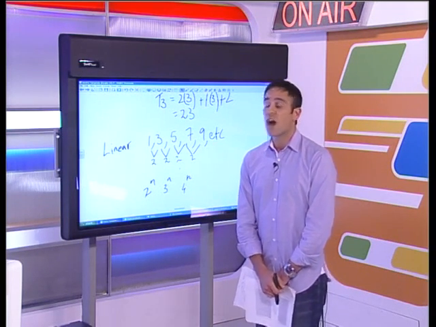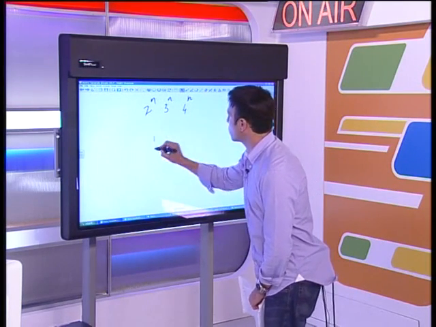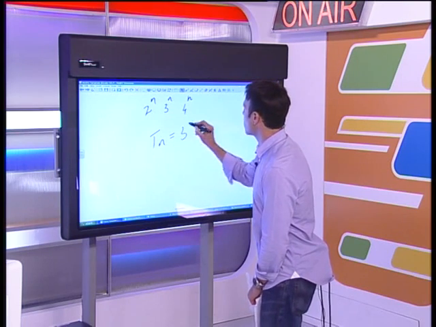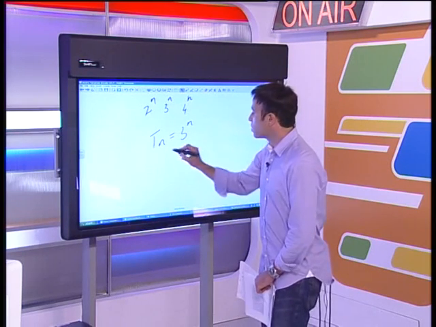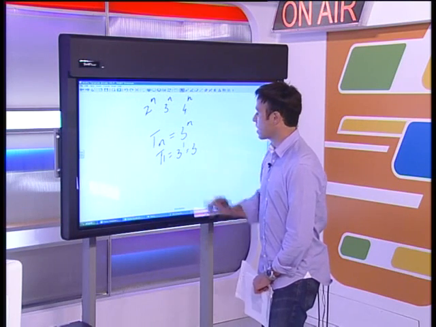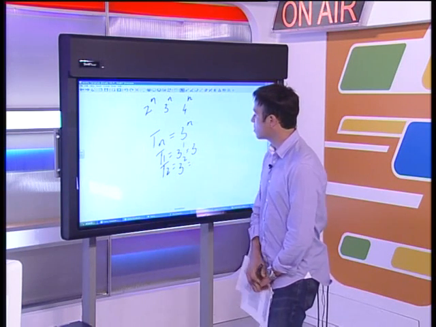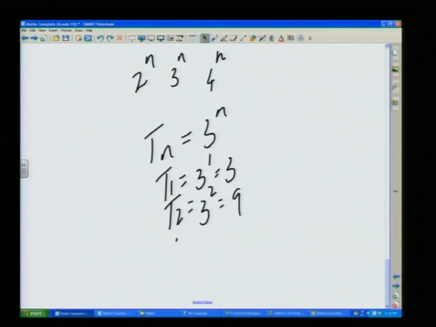Okay, so now, for example, if I tell you that Tn is equal to 3 to the n, then T1 is 3 to the 1, which is, of course, 3. T2 is 3 to the 2, which is 9. T3 is 3 to the 3, which is 27, and the numbers are now getting too big. My brain is getting too sore, but I think you get the idea.